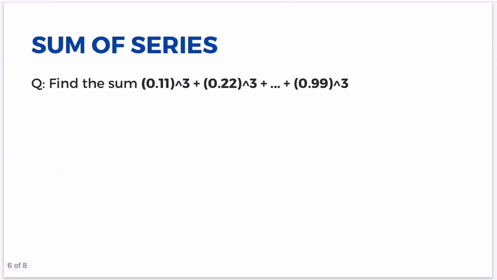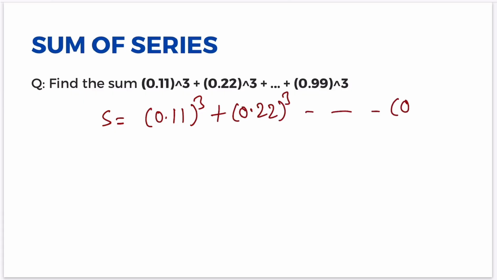Let's see a question on it. They are asking you, find the sum of this series. S is equal to 0.11 cube plus 0.22 cube up to 0.99 cube. First thing, we only know 1 cube plus 2 cube plus 3 cube and so on till 9 cube. We don't know this. How do you convert this into that? You take out 0.11 cube out of it.